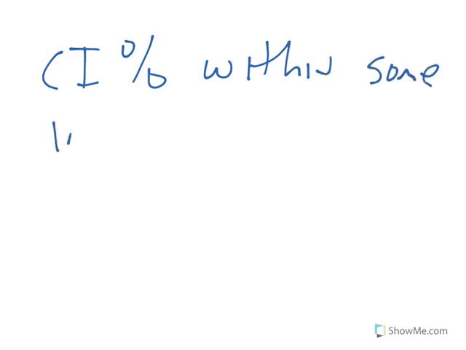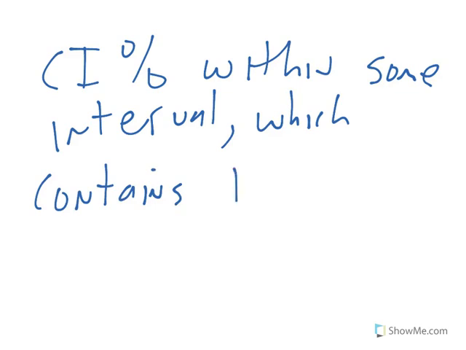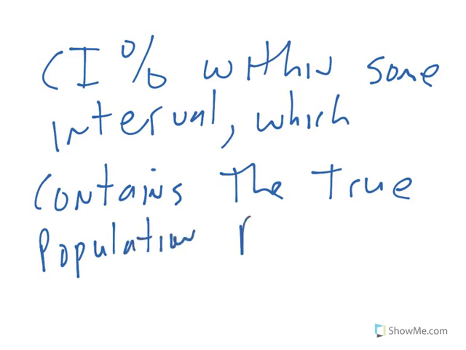Lastly, let's talk about what a confidence interval is. A confidence interval is not a probability. A confidence interval is how confident you are that the true population parameter lies within a certain interval. So that is the key words when you're looking at your homeworks. A confidence interval is a confidence percentage within some interval which contains the true population parameter.